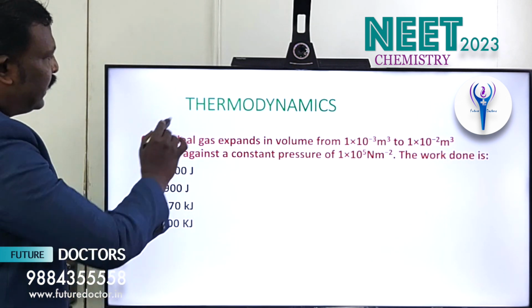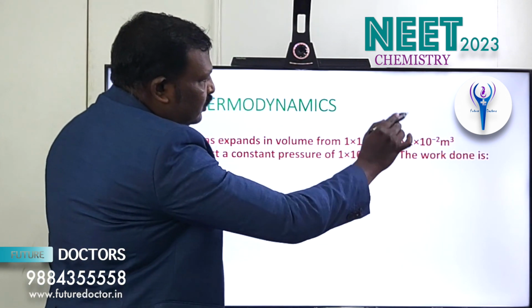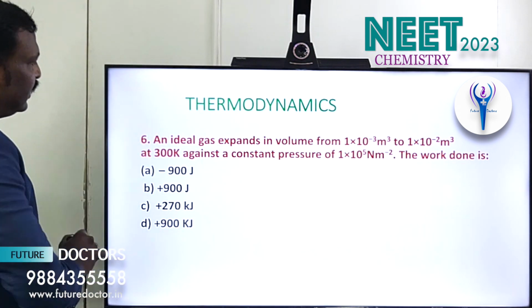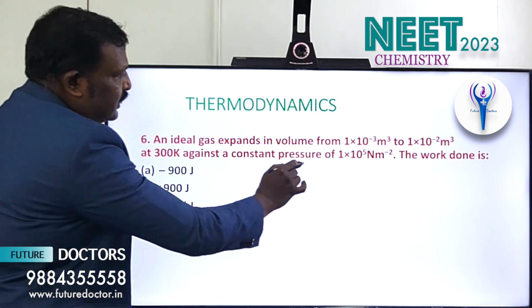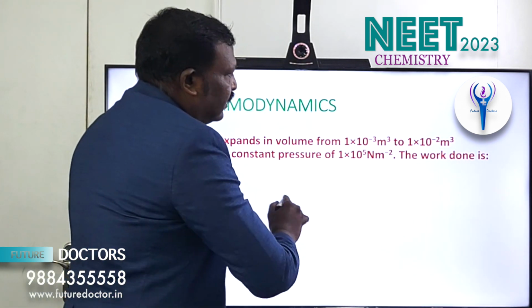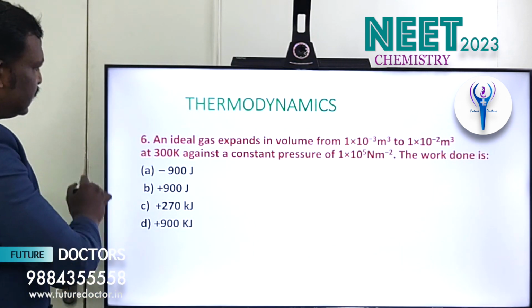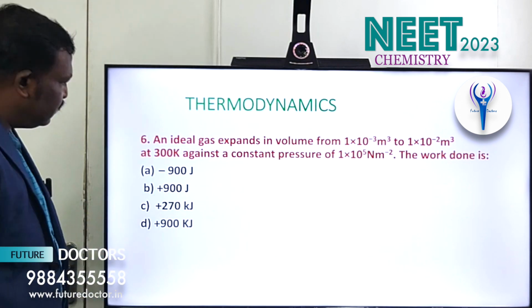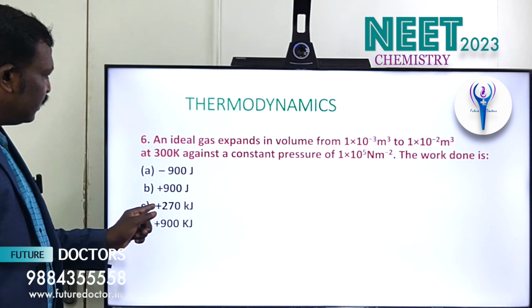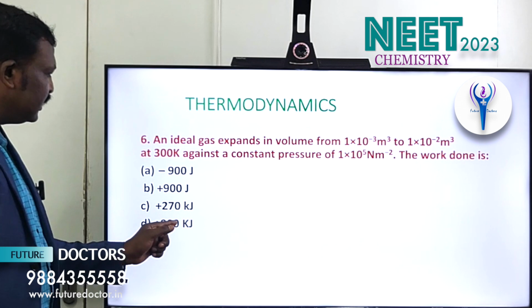An ideal gas expands in volume from 1 into 10 power minus 3 meter cube to 1 into 10 power minus 2 meter cube at 300 Kelvin against a constant pressure of 1 into 10 power 5 Newton per meter square. The work done is option A, minus 900 joule. Option B, plus 900 joule. Option C, plus 270 kilojoule. Option D, plus 900 kilojoule.